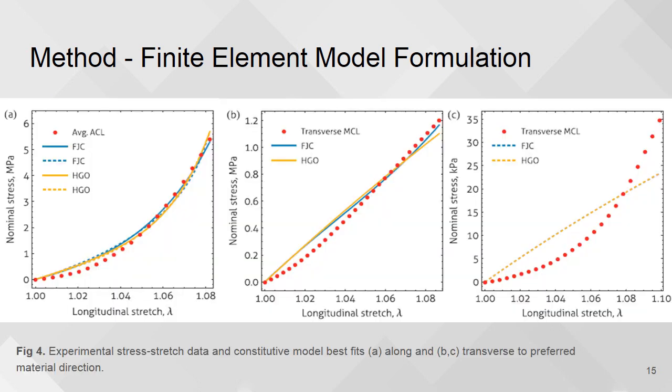Figure 4 depicts the best fits along and normal to the preferred material direction. There is a large variation in the transverse experimental data compared to the constitutive models, which is seen in B and C. The best fit for data along the preferred material direction was aligned fairly well.